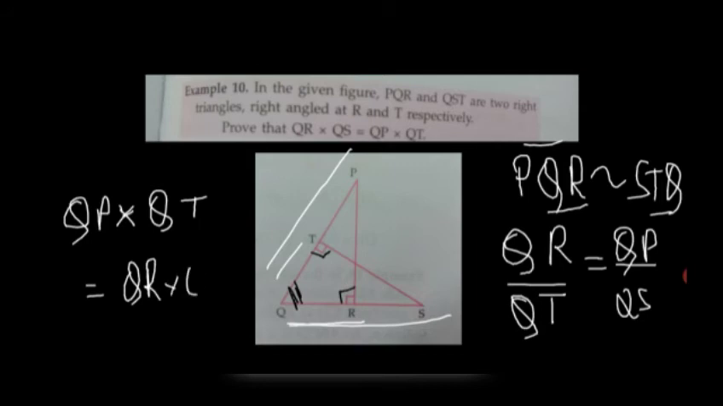So you cross multiply this, you get what? QP into QT is equal to nothing but QR into QS. Isn't that what the question wanted? That precisely. So let's do the next sum.